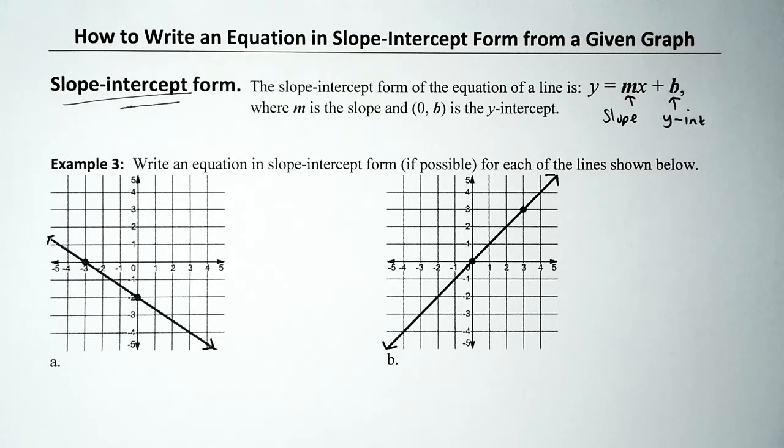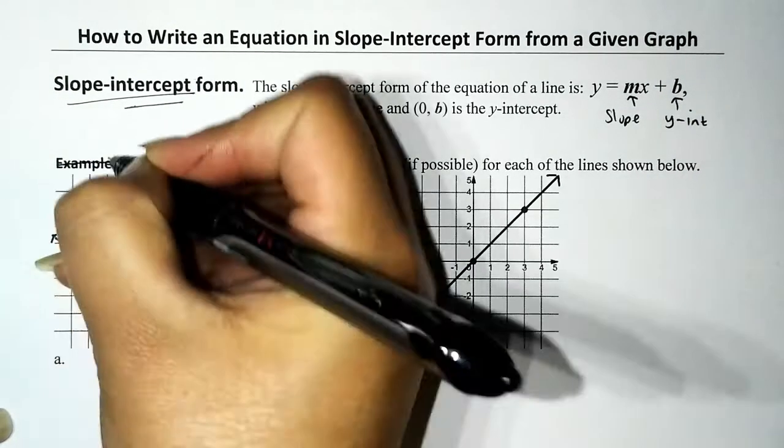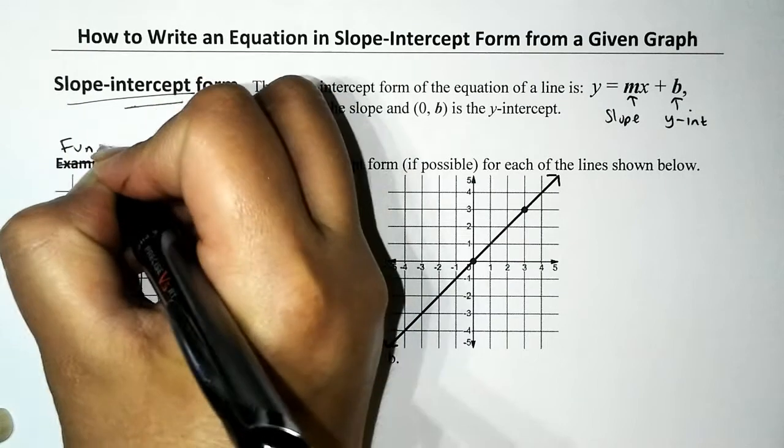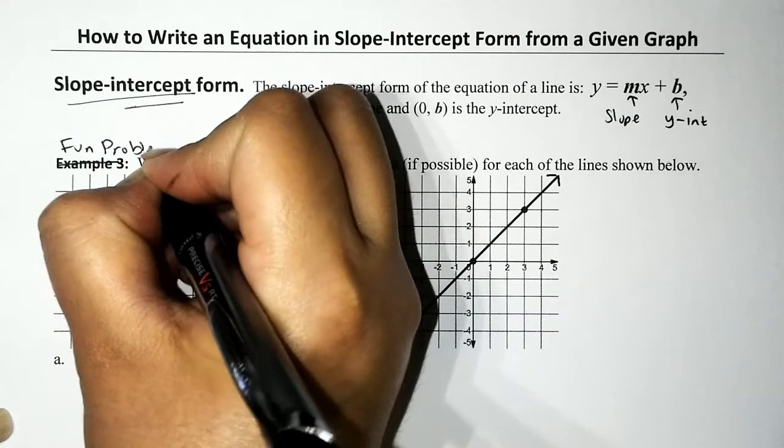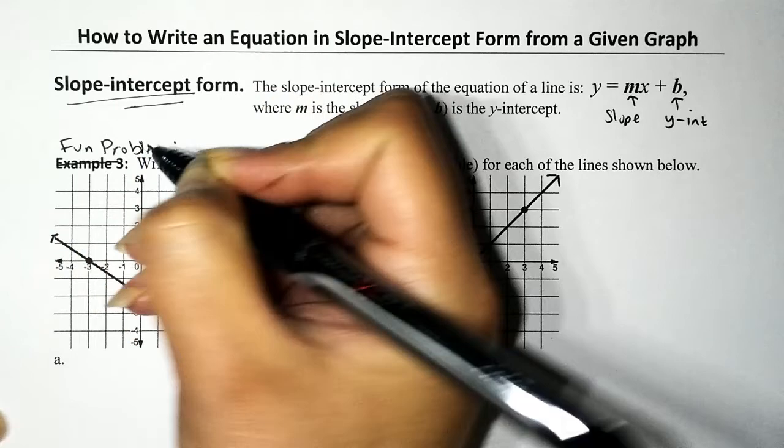So it says example number 3. Someone made a typo. We don't call them examples, we call them fun problems. I need to fire myself. Okay, I'm my own secretary.